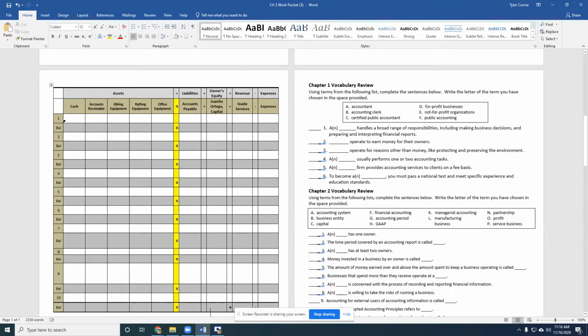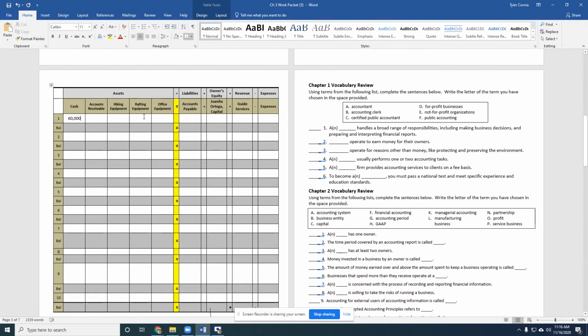Okay, so this first problem is saying that Mrs. Ortega is the owner, and she opened up a checking account for the business by depositing $60,000 of her personal funds. Okay, so we know that on this first line Miss Ortega opened a checking account and put $60,000 of her own in there. So we just put $60,000 in.